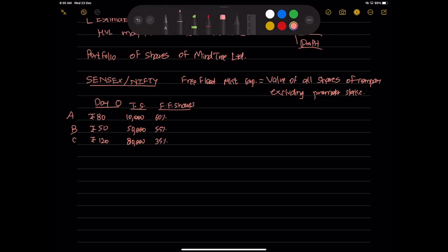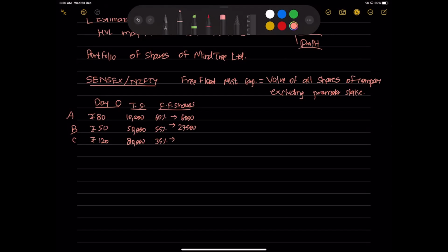So free float shares are going to be translated into how many shares? The first one is 6,000. The second one is 55% of 50,000, which is 27,500 shares. These many shares are freely available. These are excluding the promoter stake. Or I can say these are the shares which are available for trading purposes.